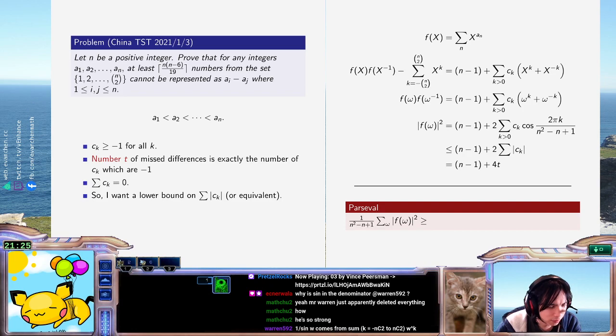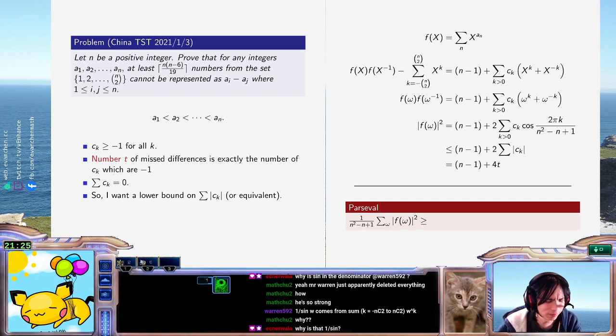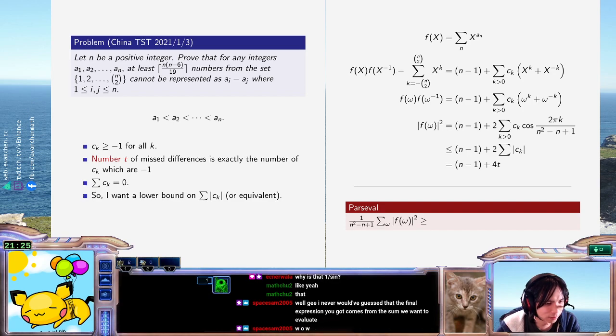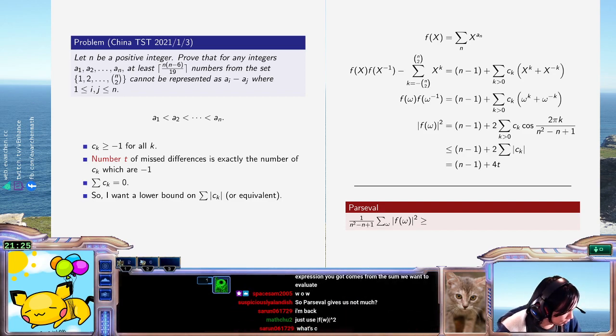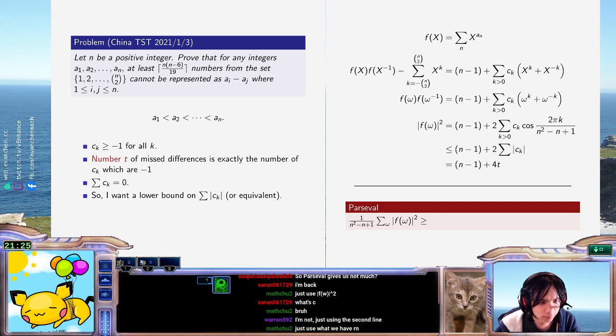1 over sine... Yeah, so, but where does f come from? Like, where are you using anything about the function f? Also, what is Parseval's theorem? Well, okay, I actually should just be able to work it out. I'm just using the second line.